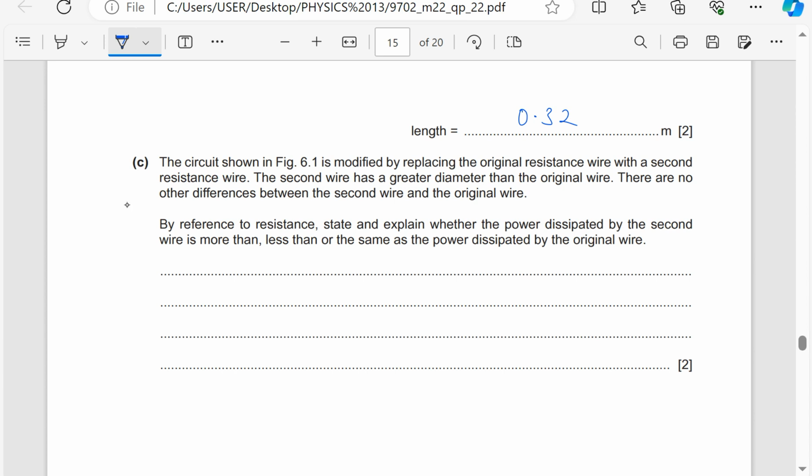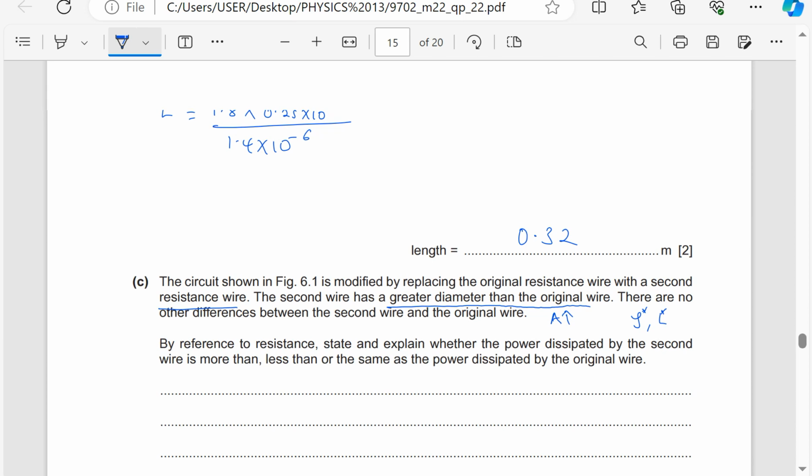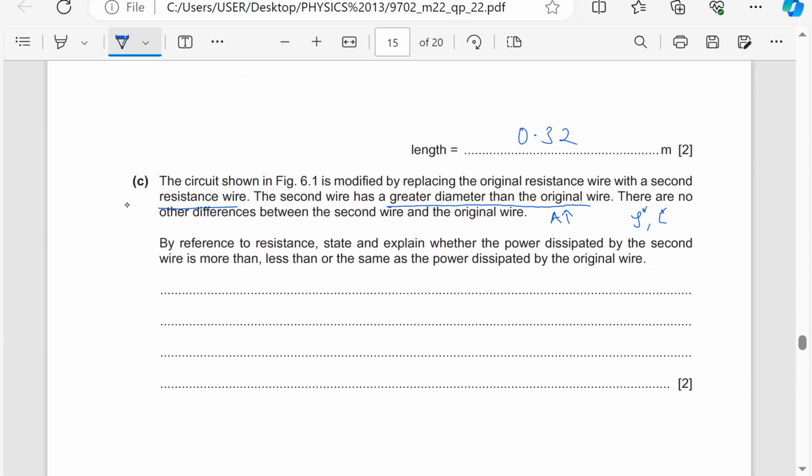The circuit shown in the figure is modified by replacing the original resistance wire with a second resistance wire. The second resistance wire has a greater diameter than the first one, so the cross-sectional area is increased. There are no other differences between the second wire and the original, so resistivity is the same and the length is the same. By reference to resistance, state and explain whether the power dissipated by the second wire is more than, less than, or the same.